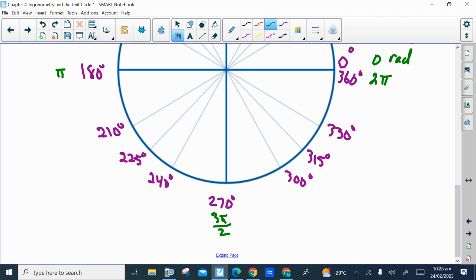Once around the circle is 360 degrees. And if the circle has a radius of 1, that's a unit circle. Once around is 2 pi radians.